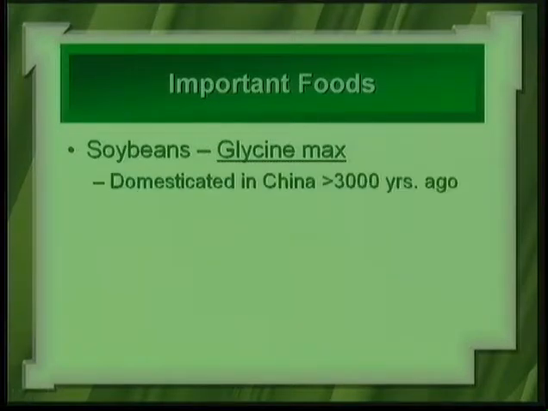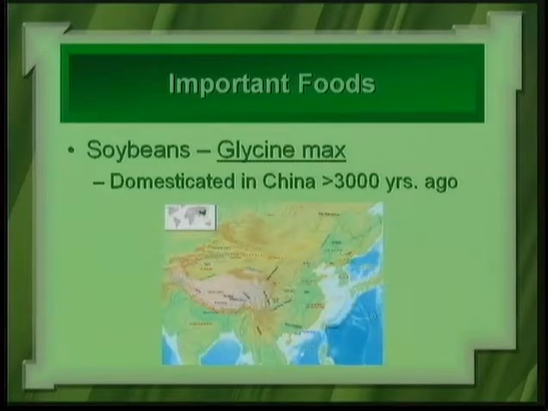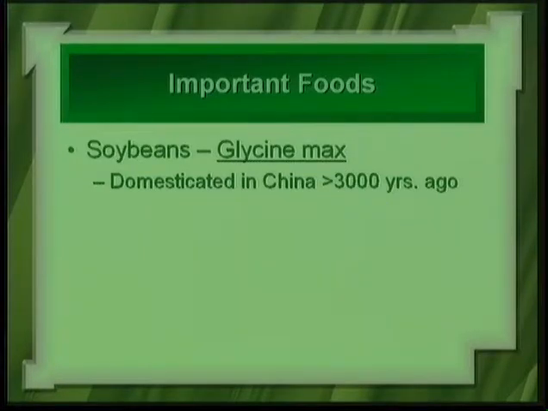Now, soybeans, people think that they were probably domesticated in China more than 3,000 years ago. There is some archaeological evidence that shows this might be true. This is a little map of China. I think you folks have seen that before. From China, it was eventually taken to Europe and then to North America. People weren't that interested in the soybean because they had other things they wanted to grow instead.